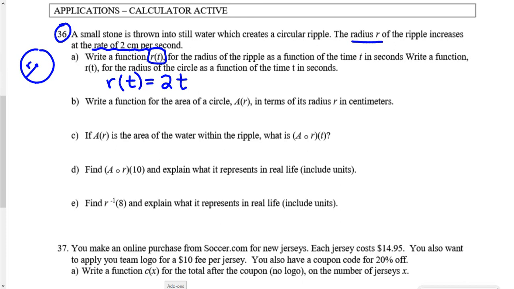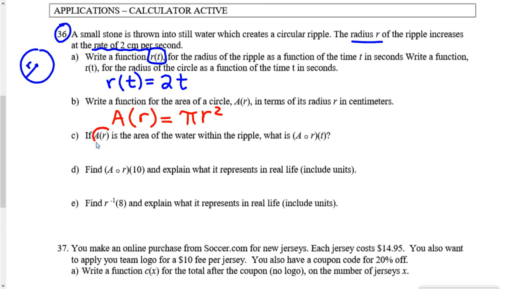All right, number B says write a function for the area of a circle, A of r, in terms of its radius r in centimeters. So this is just any old generic circle. The radius of a circle, if we plug it into the area formula, we have pi r squared. So this has nothing to do with our ripple, it's just any general circle. The area of a circle in terms of its radius is pi r squared.